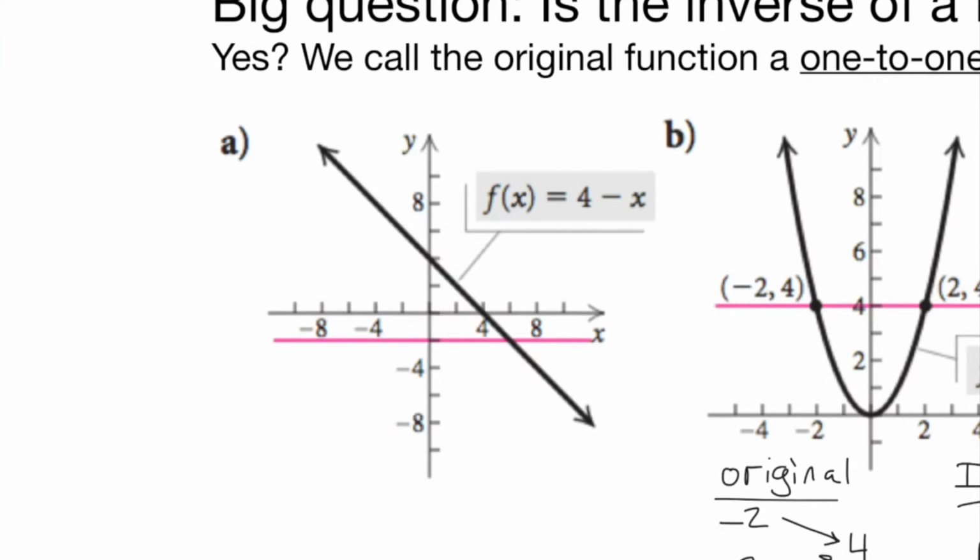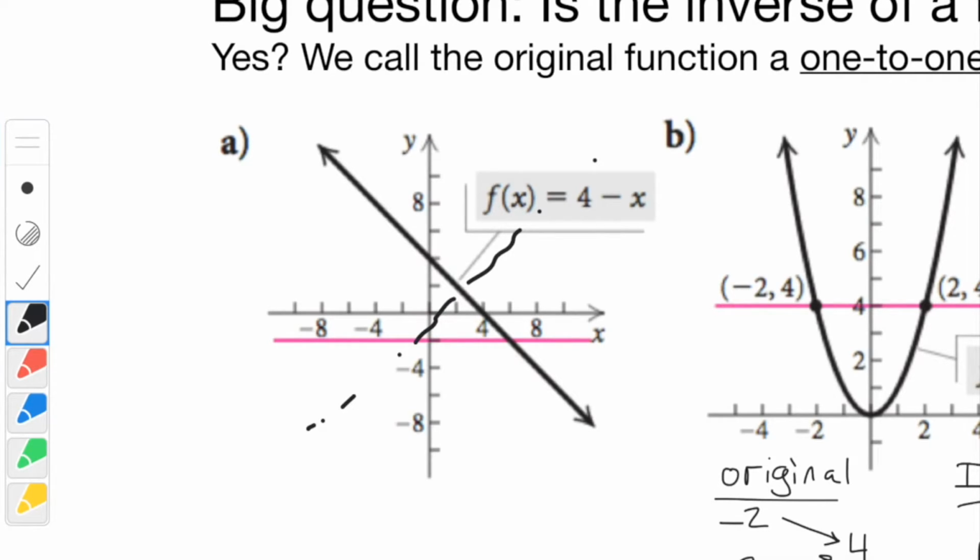If you were to take its inverse, let's see if I can flip this. If we were going to take the inverse, that means we're going to reflect it over the line y equals x. Then it would go like this. It would be this line, which is also a function.